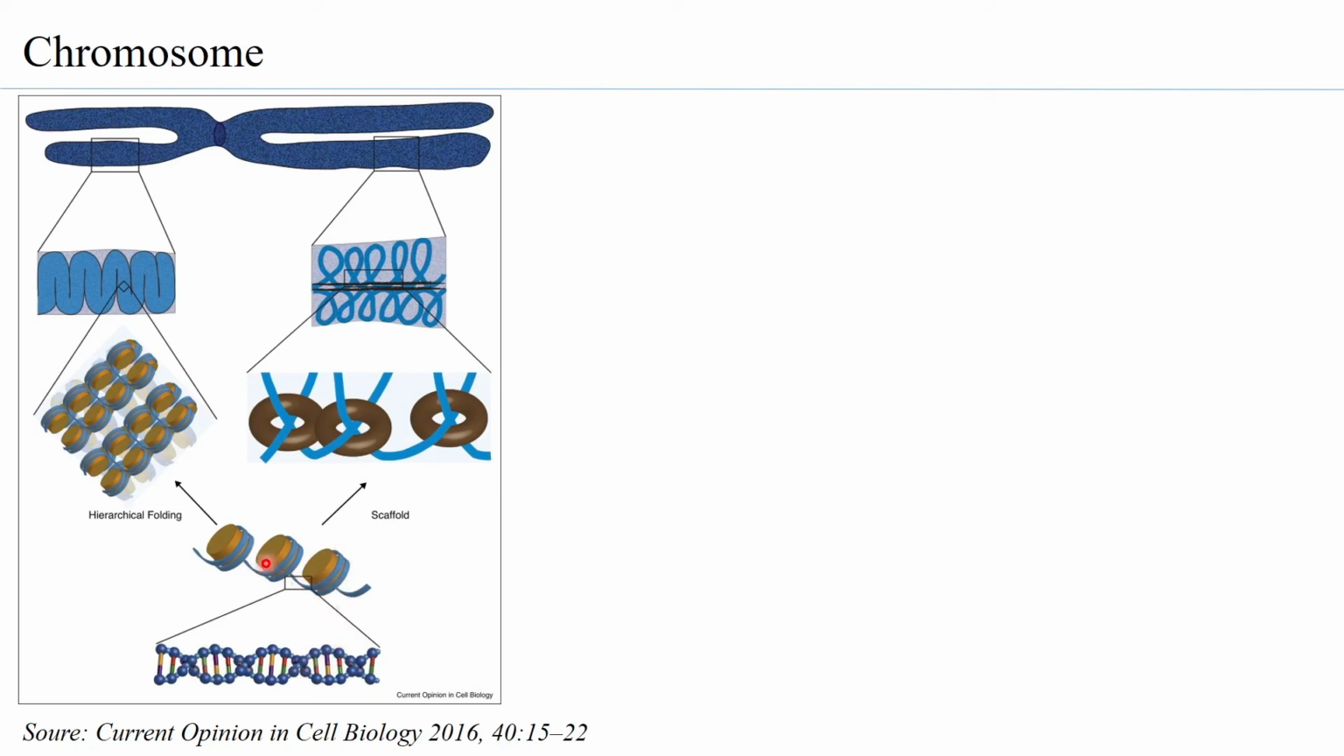Otherwise, you have the DNA wrapped around. When this further folds, you have the solenoid form, and this solenoid then keeps folding onto each other to form a hierarchical folding, and that hierarchical folding is what you see in the final chromosome. But there are other models that have been proposed, and these are the most prevalent models proposed by scientists across the world.